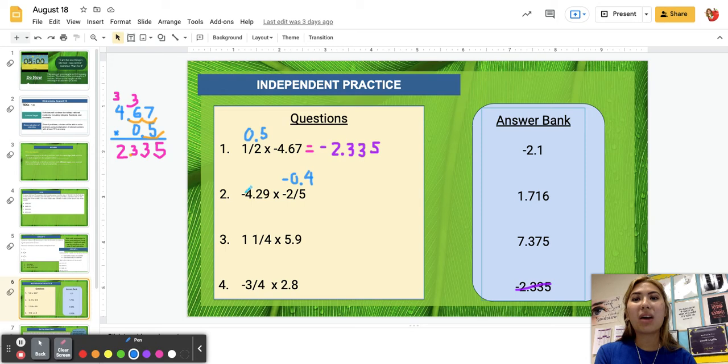So for this problem, we have a negative times a negative. You should be thinking, is your answer going to be positive or is your answer going to be negative? Take a second to think about that. You should have thought that your answer is going to be positive. Now that we know that it's going to be positive, we don't need to write a plus, right? But we are going to need to write out the numbers to multiply. So we have 4.29 times 0.4.